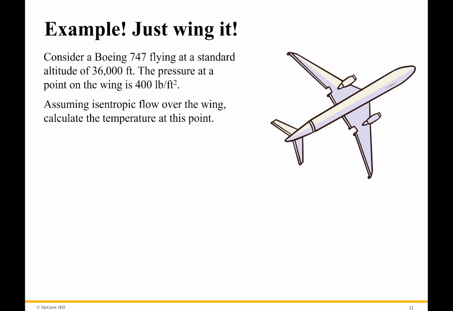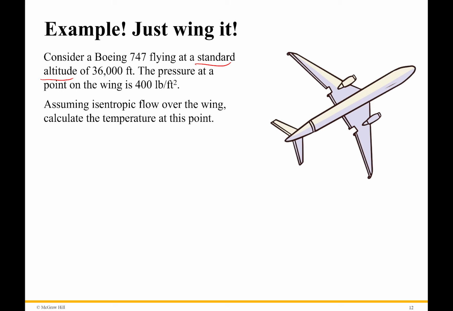Okay, let's try a real example now with our isentropic relations. So I have a Boeing 747 flying at a standard altitude of 36,000 feet. As a note, if you've seen a problem that says standard altitude, that's saying go to the tables in the back of your textbook and find out what the pressure, density, and stuff is.